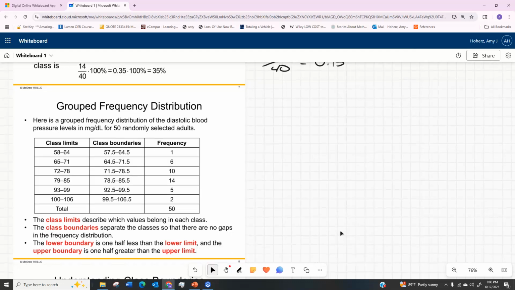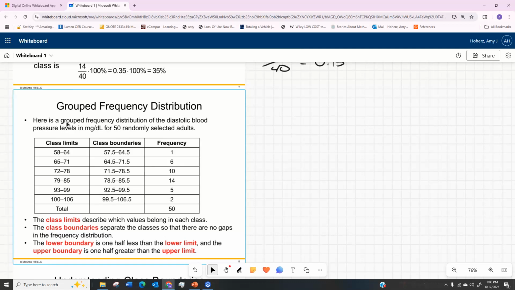All right, so they're giving us another group frequency distribution. And this says it's a group frequency distribution of the diastolic blood pressure levels for 50 randomly selected adults. So let's just kind of analyze this. The class limits describe which values belong in each class. So this is what we've done so far.